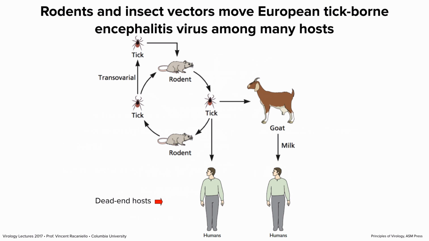Here's another example, European tick-borne encephalitis virus. So this is a different vector. It happens to be a tick, which spreads the virus in a stable host-virus relationship amongst rodents. The ticks also transmit the virus vertically through the eggs to other ticks, to ticks that are born from the mother. They can be immediately infected and spread it to rodents as well.